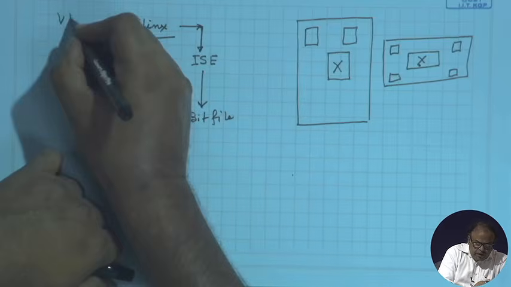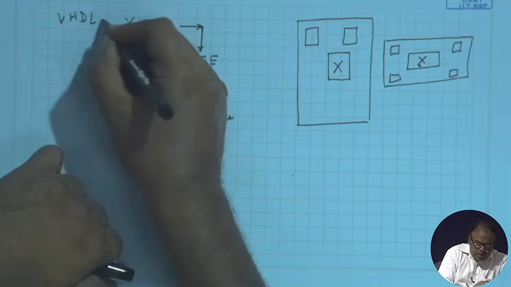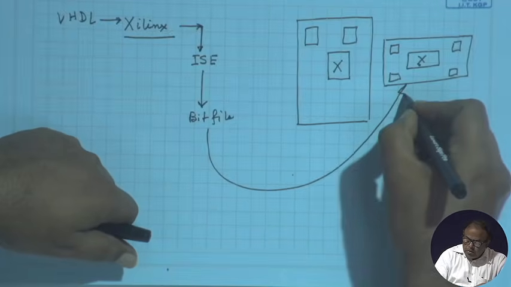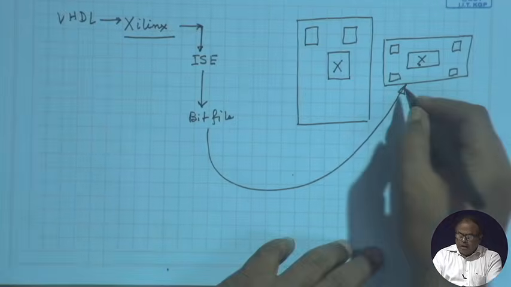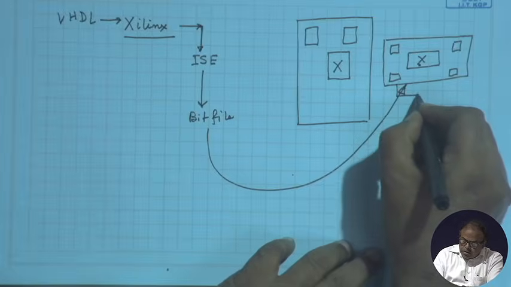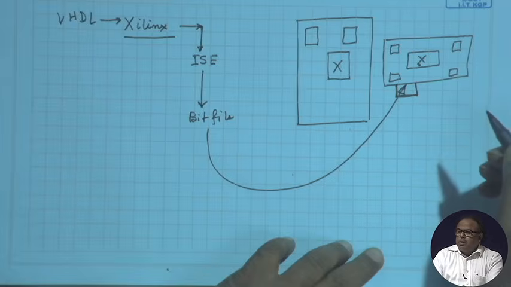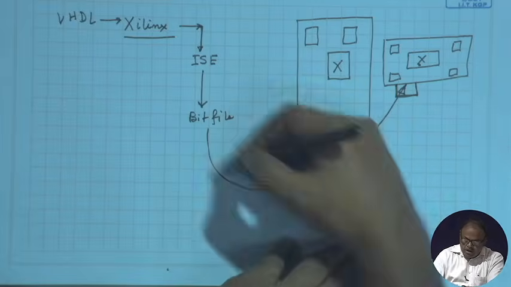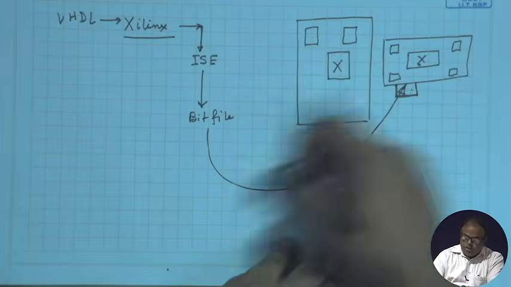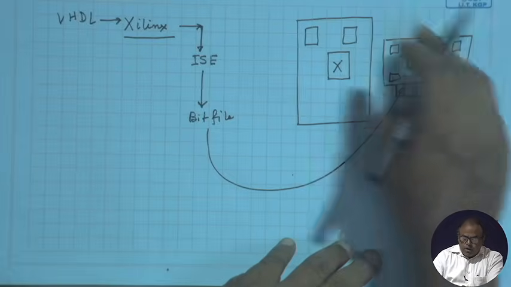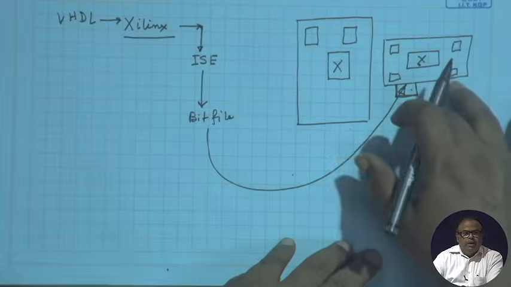So, I have got the VHDL or the Verilog description, and that bit file is loaded into this. Each of them has got a USB port or JTAG port, using which I can upload this program over here, and this becomes on, right. So, that is the step we carry out.